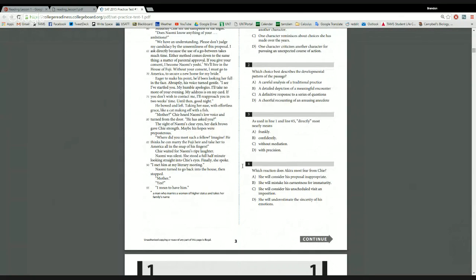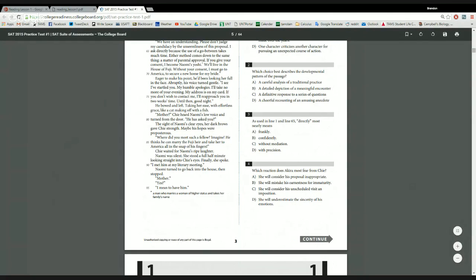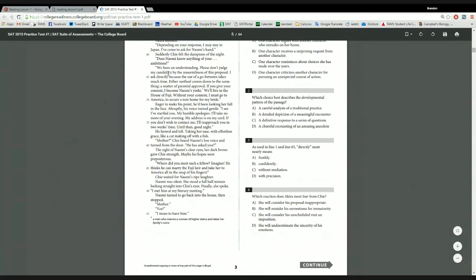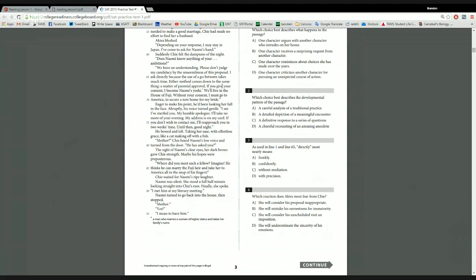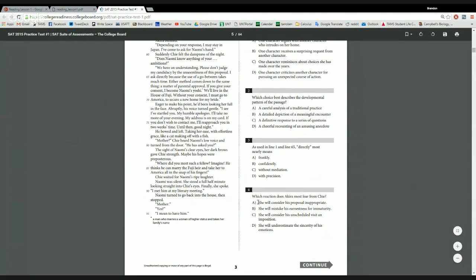So which reaction does Akira most fear from Chi? A. She will consider his proposal inappropriate. Okay, we also can go to line 63, which is above. We have an understanding. "Please don't judge my candidacy by the unseemliness of this proposal," implying that he is actually scared that she will reject him, which is exactly what answer A says. But we'll see the other answers.